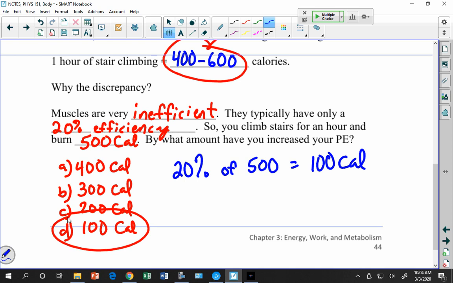How much energy are you losing here? How much energy is just lost to the system? Let's try that. We'll use the same options. And tell me how much energy here is lost. Of the 500 calories, how much is lost? It goes into heating up your body. It goes into the friction on the stairs.